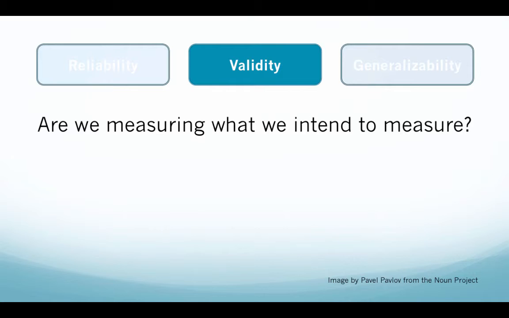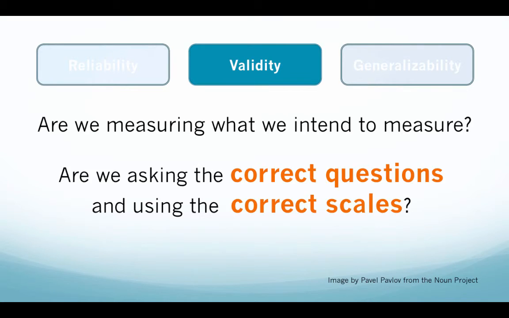Validity asks the question, are we measuring what we are intending to measure? Meaning, are we asking the correct questions or using the correct scales in order to figure out what we want to ask? For example, in this class, if I wanted to measure your knowledge on the ecological model, asking you about how the model was developed wouldn't measure your knowledge. A valid measure would be to have you name and give examples of each different level of the model.